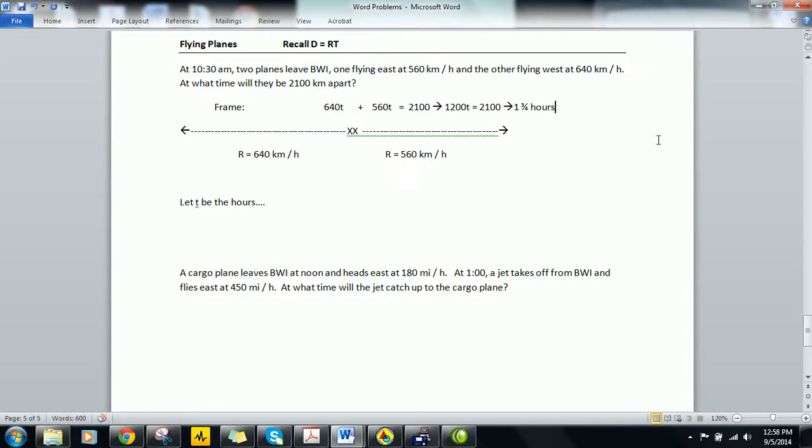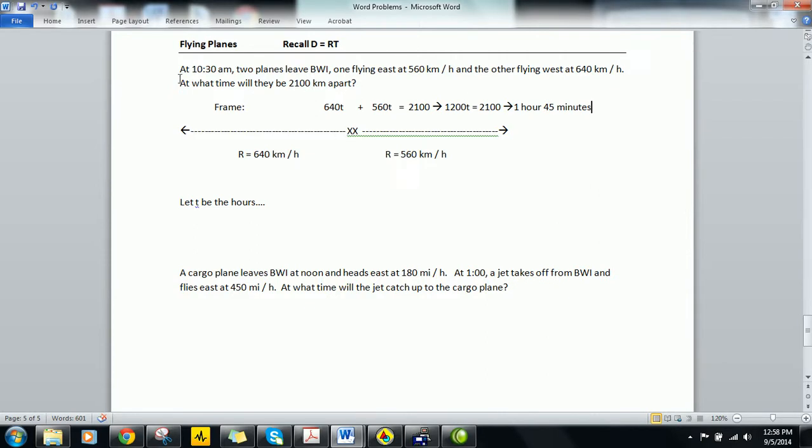So let's solve the problem. That's how long it takes for them to be 2,100 kilometers apart. 3/4 of an hour, well, a quarter of an hour is 15 minutes, so 3/4 of an hour is 45 minutes. So 1 hour and 45 minutes is how long it takes for them to become 2,100 kilometers apart.